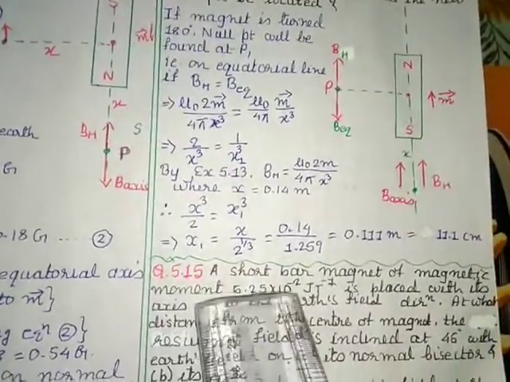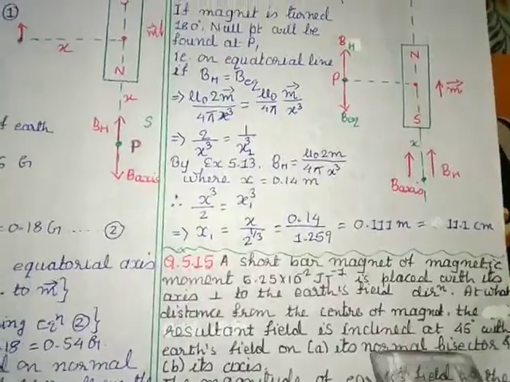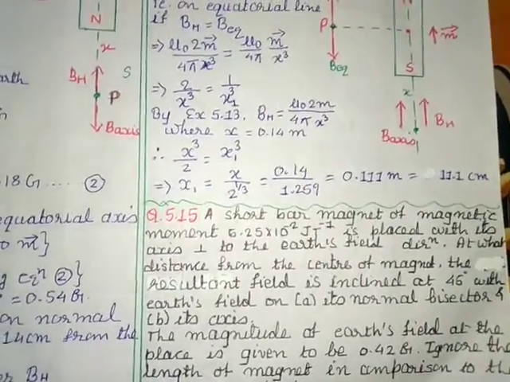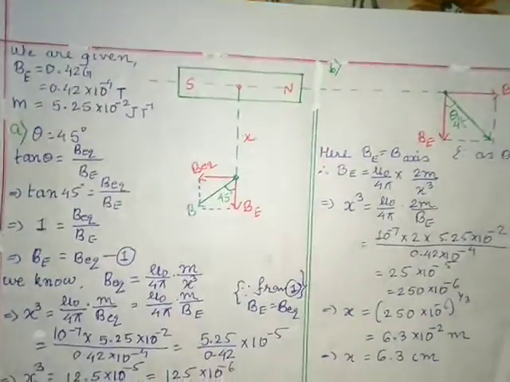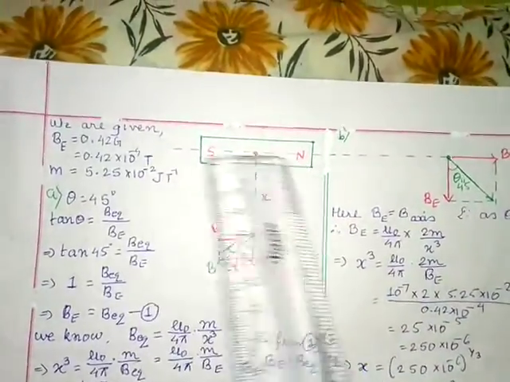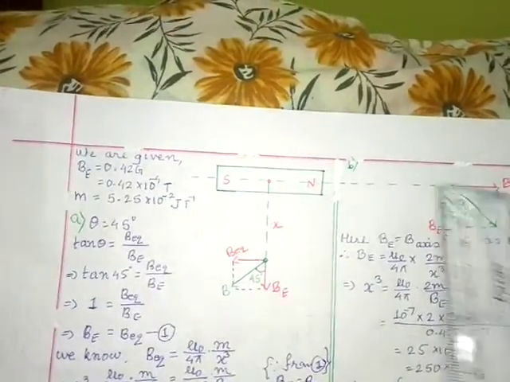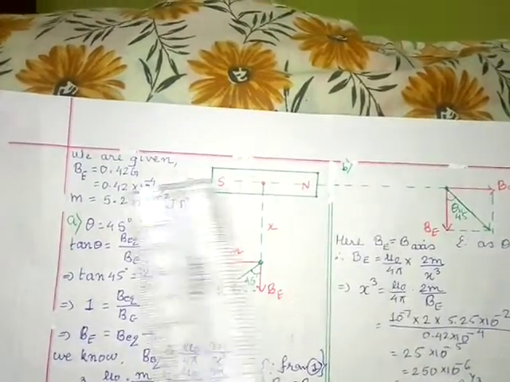Okay, its magnetic moment is given, the magnetic field is given, and the resultant which you are finding is making some angle, that angle is 45 degrees. This is the figure. This is south and north. This axis is perpendicular to the Earth's magnetic field.